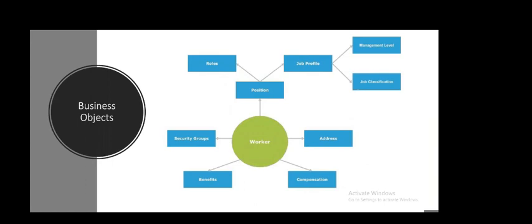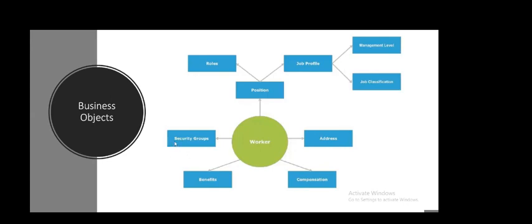If you can see here, worker is an object, right? And then a worker would be having his address. A worker would be having a compensation. Say, I am a worker in an organization and I would be having an address, I'm staying somewhere. I would be having a compensation. I would be having some benefits. I would be having some security groups.